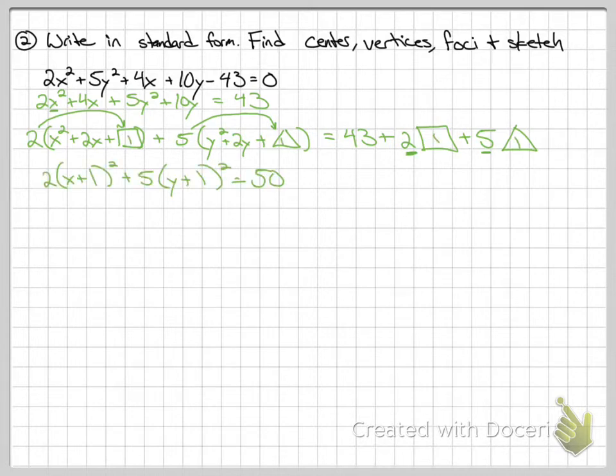Okay, here's my answer so far, just after completing the square. But you cannot have coefficients on the x squared parentheses or the y squared parentheses, and you need it to equal 1. We already said this is an ellipse. Ellipse equations need to equal 1, so you need to divide each piece by 50. So 2 goes into 50 25 times. 5 goes into 50 10 times, and now it equals 1 like it's supposed to.